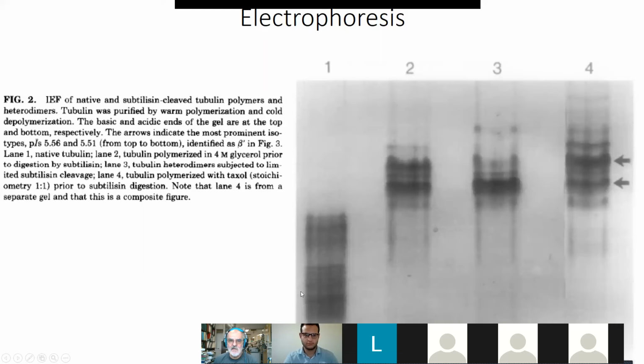Lane 1 is native. And then when you cleave off the carboxy tail, you can see a shift in the isoelectric focusing patterns and a change in the banding pattern that you get. Okay, so this is a one-dimensional isoelectric focusing. These are tube gels with a gradient. There are different samples here. I won't get into what all of this is.